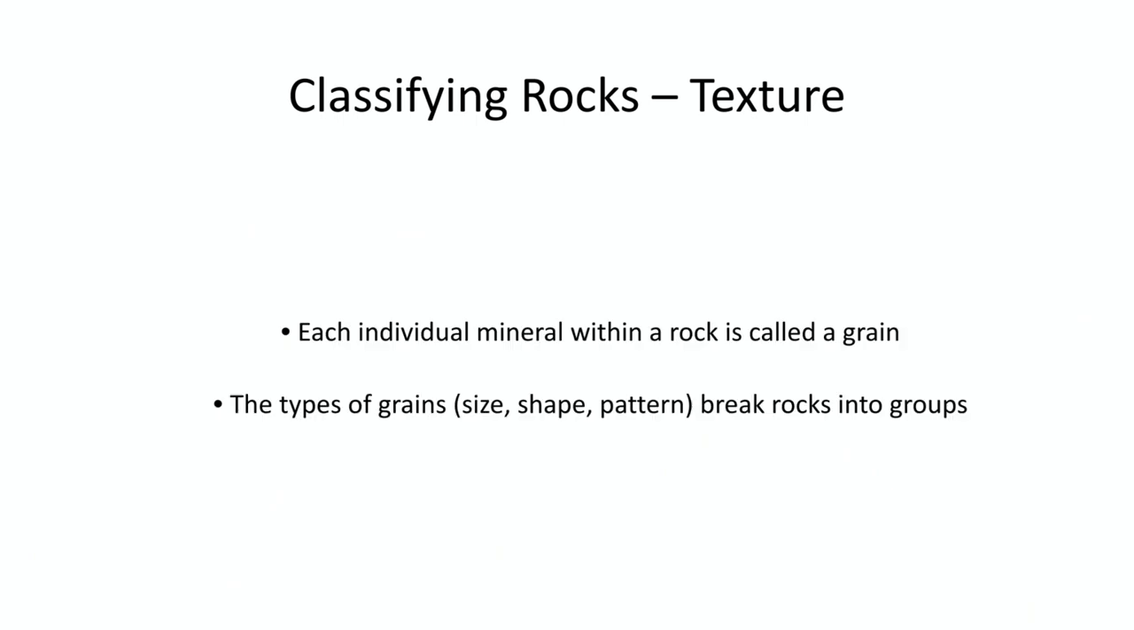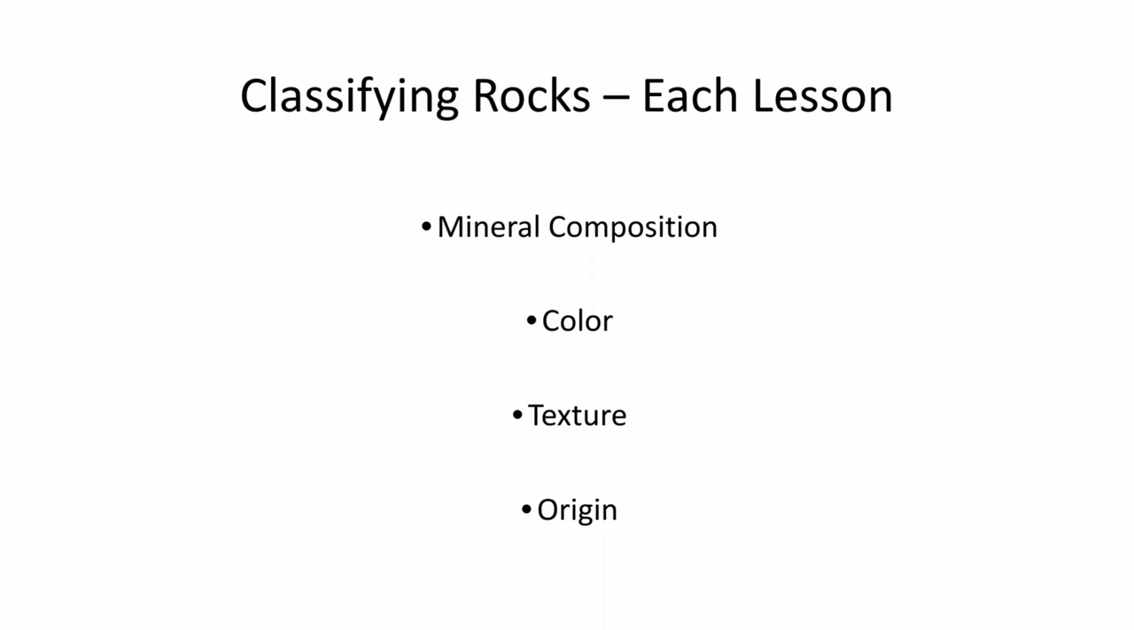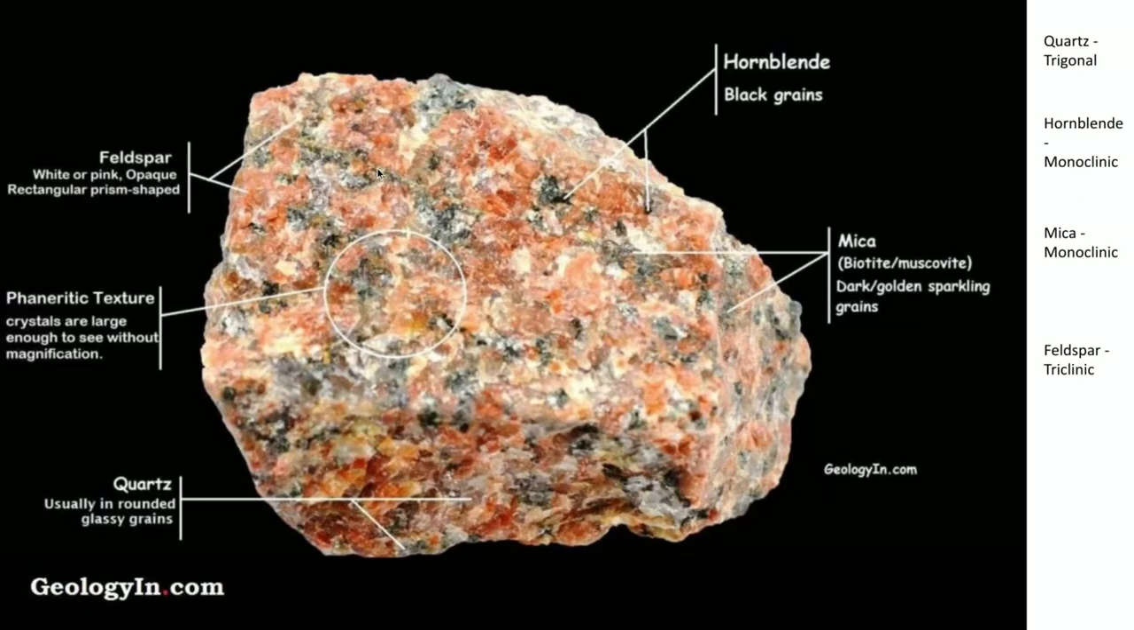All right. The third thing that we're going to look at in each of the main types of rocks is what's called their texture. Each individual mineral within a rock is called a grain. So let me scoot way back here. Okay, each one of these tiny little specks of a mineral is called a mineral grain.